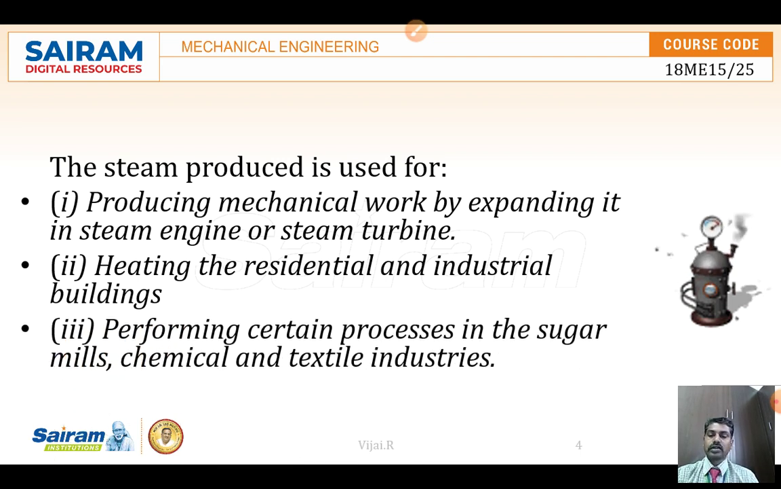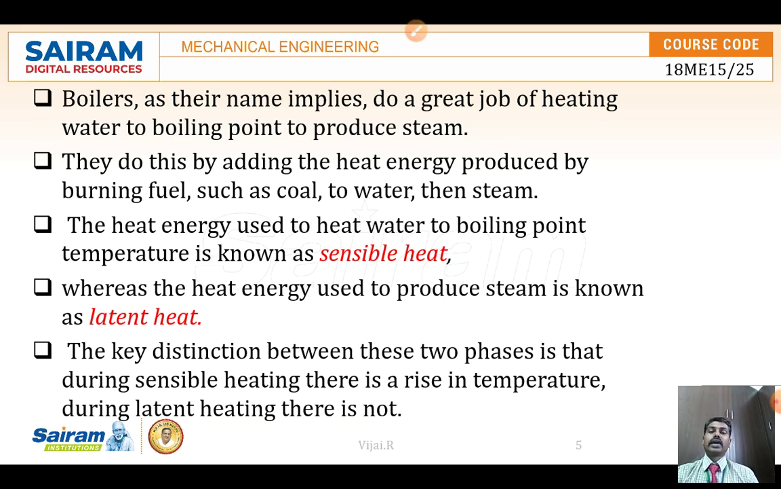It is also used in certain industrial processes like textile industries, sugarcane industries, and chemical industries, where steam is a very major part of the industry. There are so many applications of boilers, and boilers are classified into different types. Before that, we should know how steam is generated.